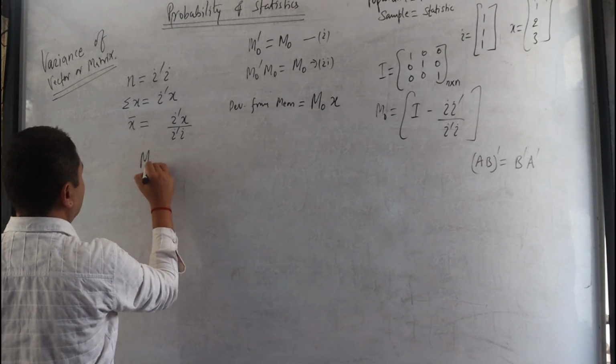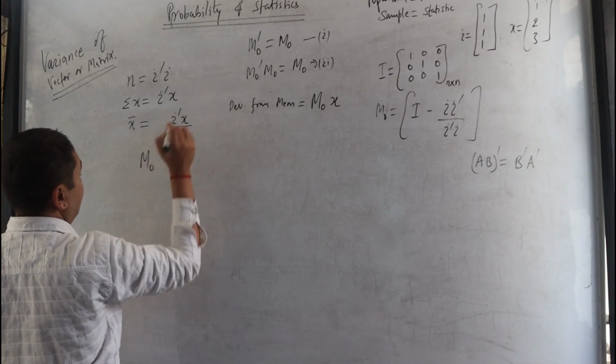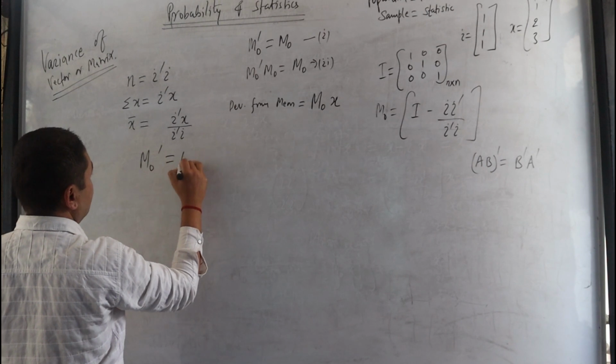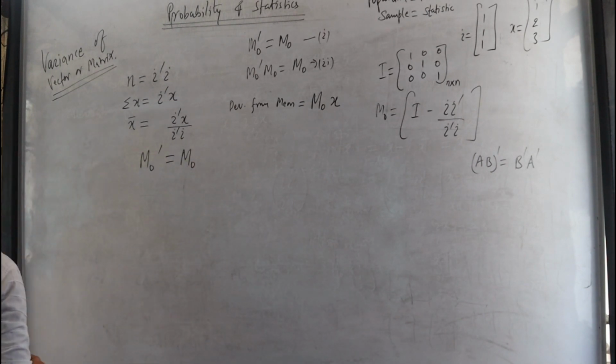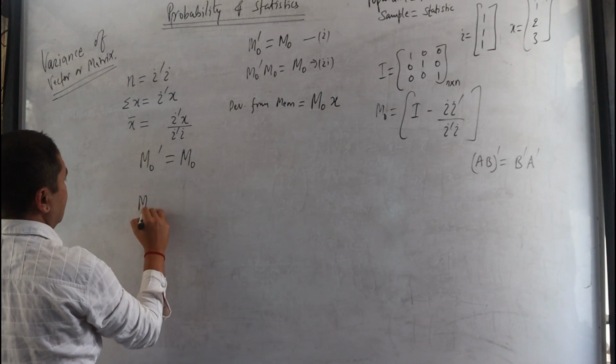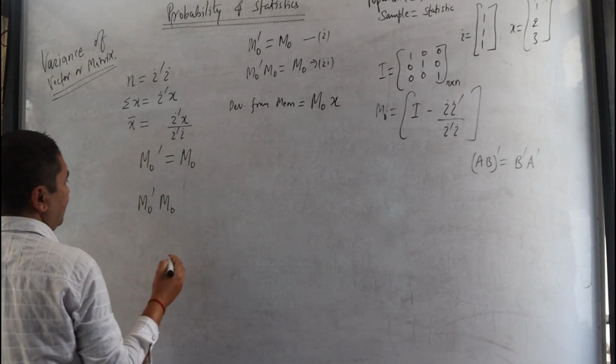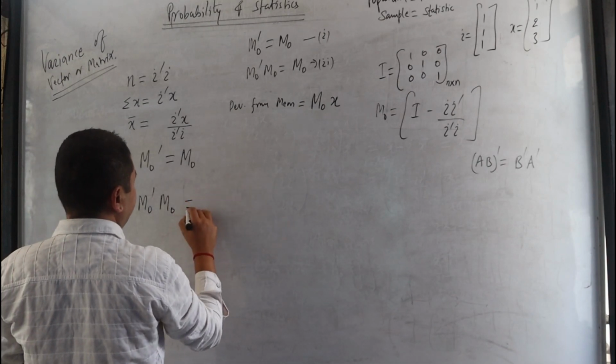So the matrix that yields deviation from mean is an idempotent matrix, and we proved the first property, that its transpose is equal to the matrix itself. Now let us go to the second property. We take this and multiply it with the matrix itself, and let us see what happens.